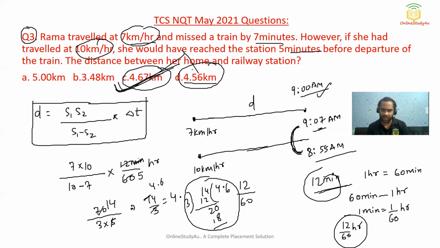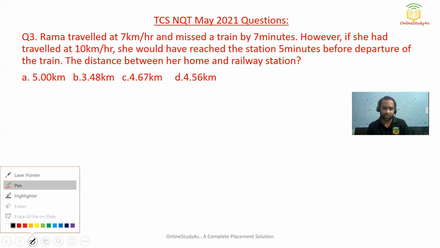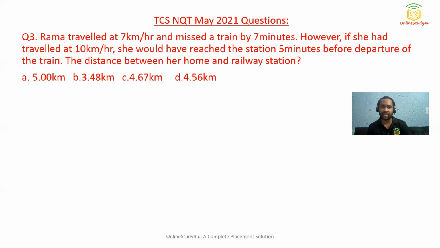There might be only one option starting with 4. So all those things you need to look at in the examination. This habit you need to leave. Until you leave these habits, nothing is going to happen quickly, because you need the speed now. So Rama traveled. I read the question and understood: 7 minutes late or 5 minutes early.